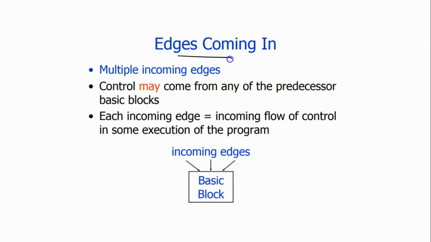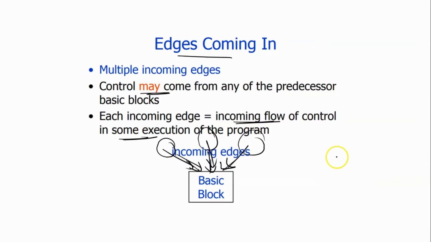Similarly, each incoming edge is telling you some incoming flow of control in some execution of the program. Control may come from any predecessor. Maybe control can come from here, control can come from here, and control can come from here.